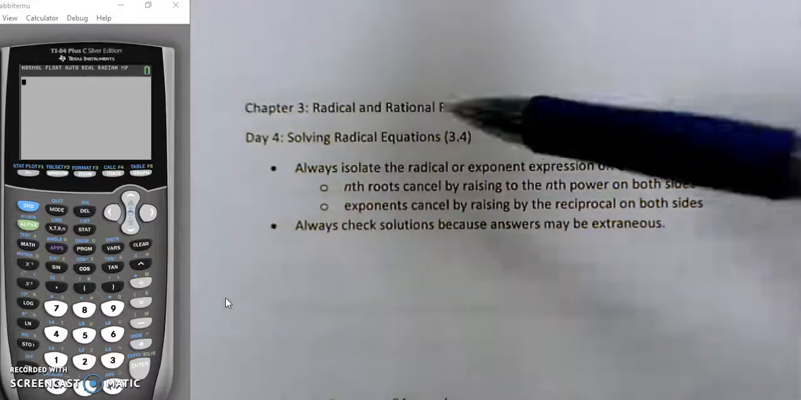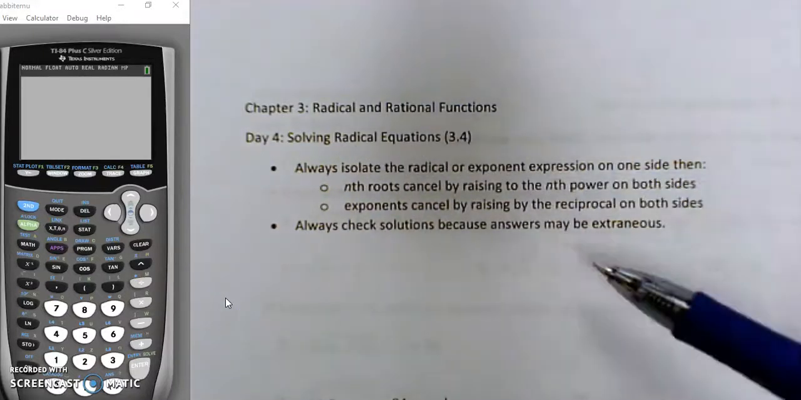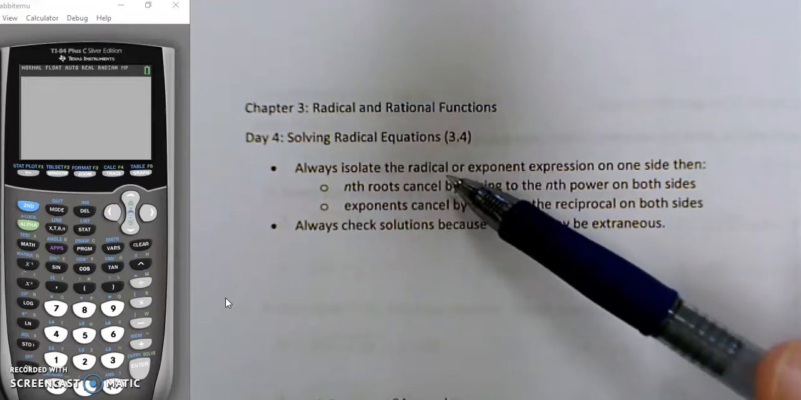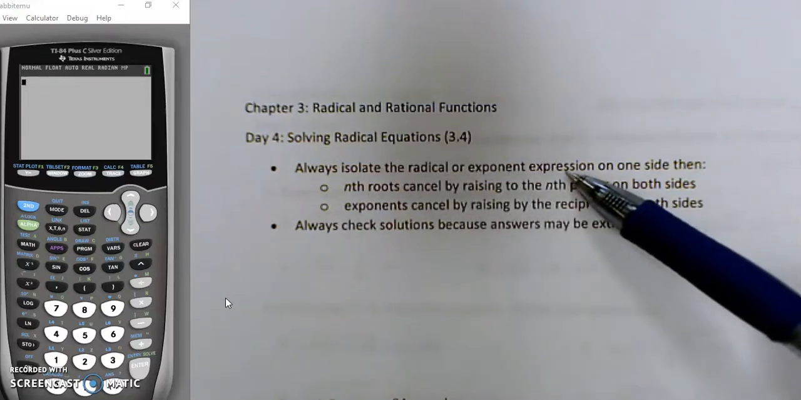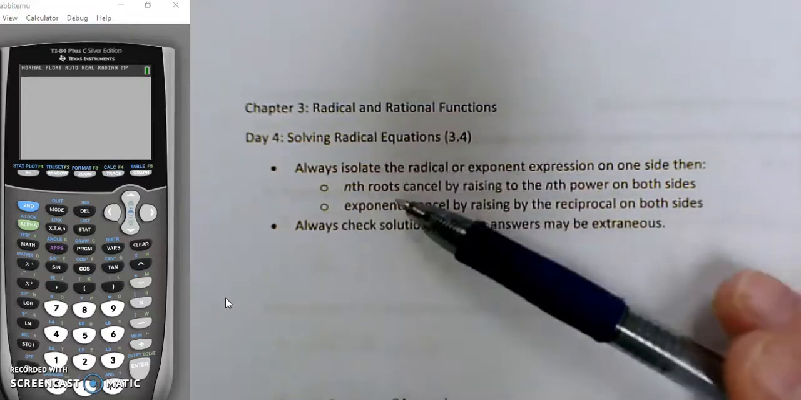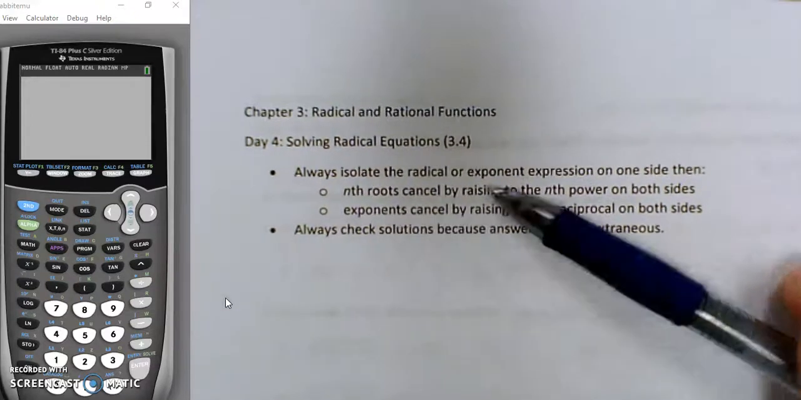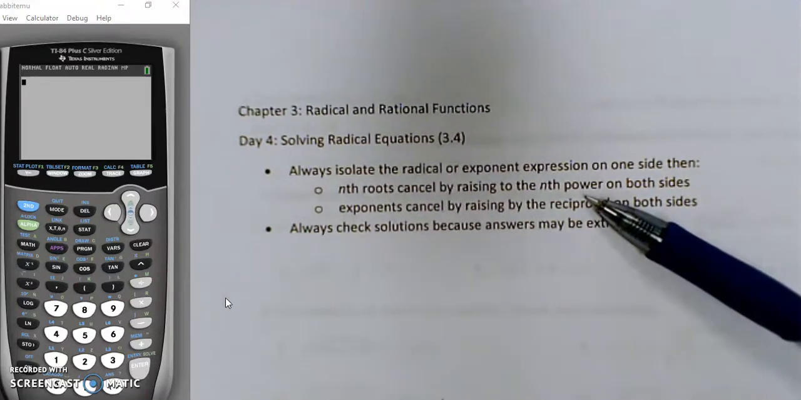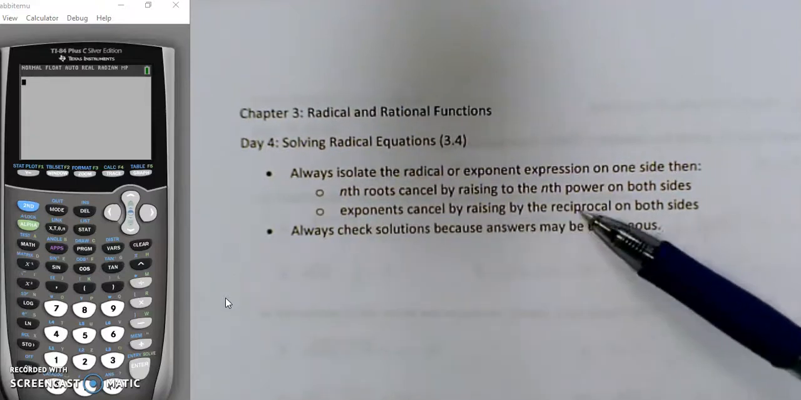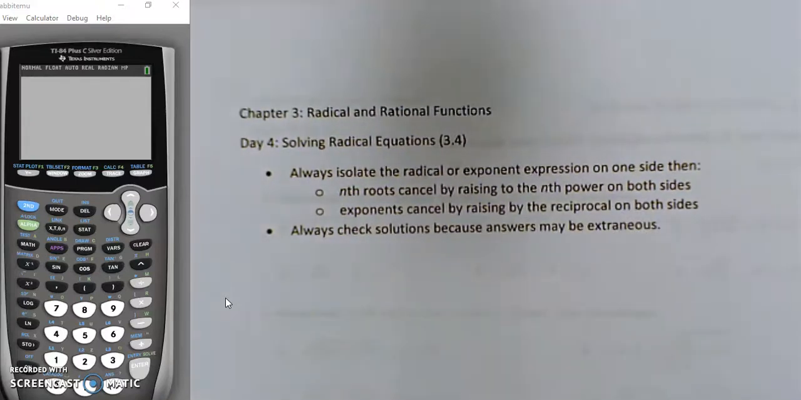Alright, in this lesson we're going to be solving radical equations. First thing you do, get your radical or exponent expression isolated on one side. Then you're going to cancel out nth roots by raising both sides to the nth power. Exponents can be canceled by raising to the reciprocal. You're going to see both of these in the examples.